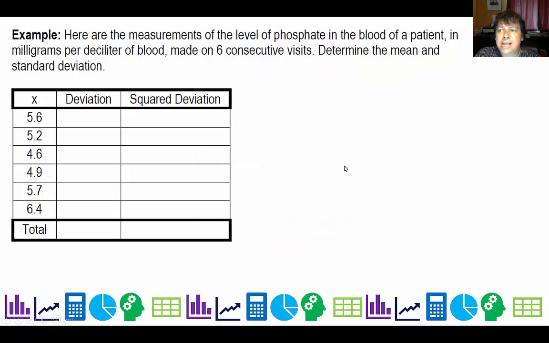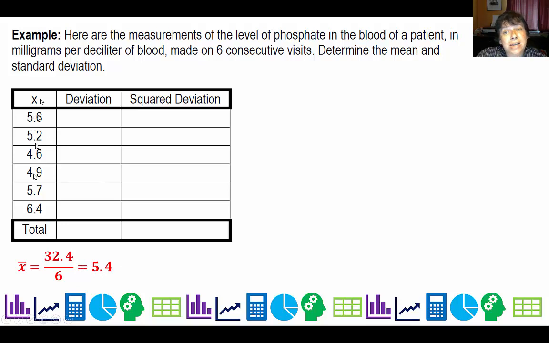Let's look at this example where we have the measurements of phosphate level in the blood of a patient over 6 consecutive visits. We're going to determine the mean and standard deviation. To find the mean, I add these all up and get 32.4. I divide by the number of data points, just like we normally would, and I get that the mean is 5.4.